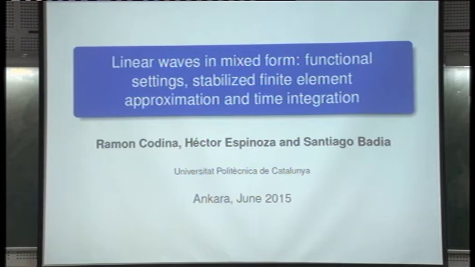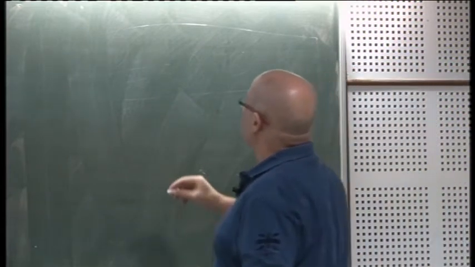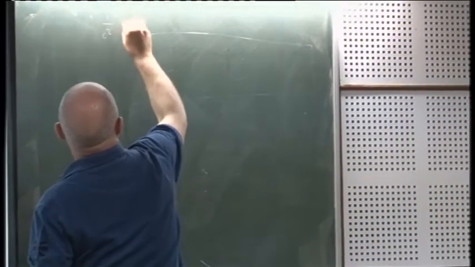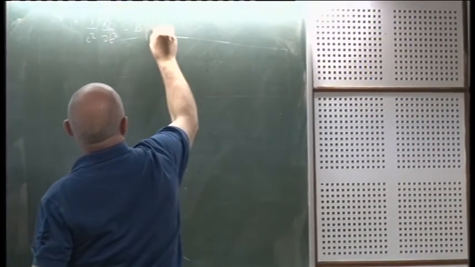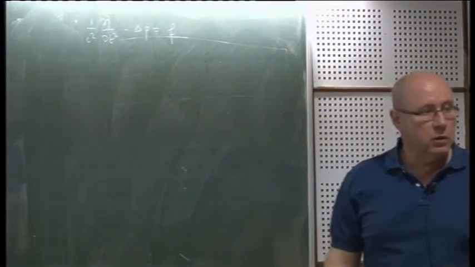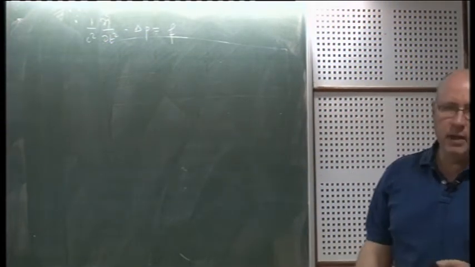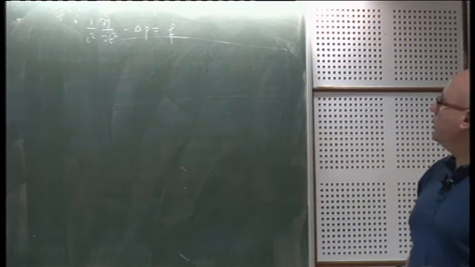First, let me explain what is the situation. What type of waves am I talking about? I'm talking about classical hyperbolic waves that come from second order differential equations in time and space. So you know that the wave equation is 1 over c squared d2p/dt2 minus Laplacian of p equal to f. This is the classical second order wave equation. It models many phenomena, vibrations, acoustics, or whatever.